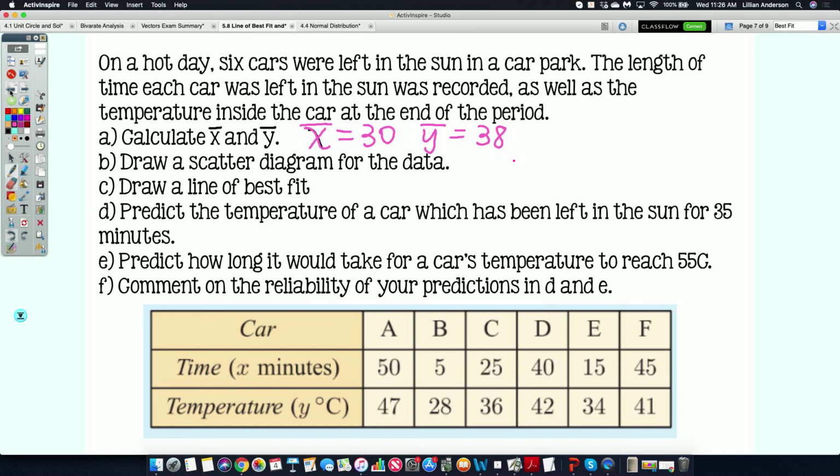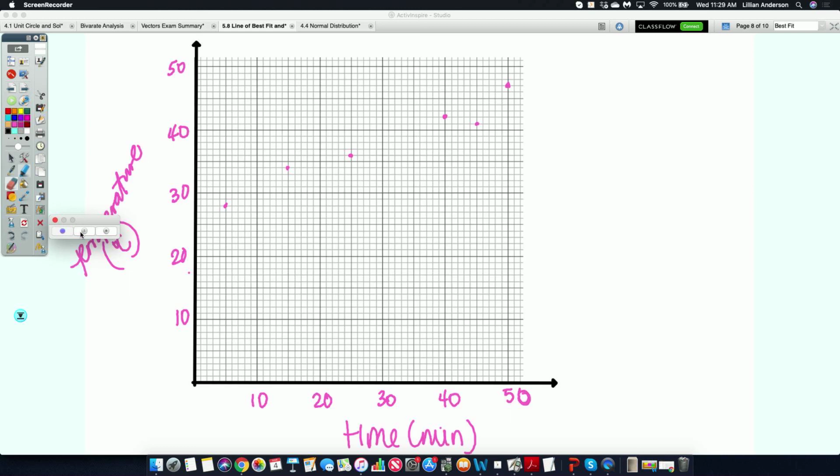Let's do our x's. 2 centimeters represents 10 minutes. And on our y's, 2 centimeters represents 10 degrees. Go ahead and plot your data. All right, so roughly your graph looks like this with your points.